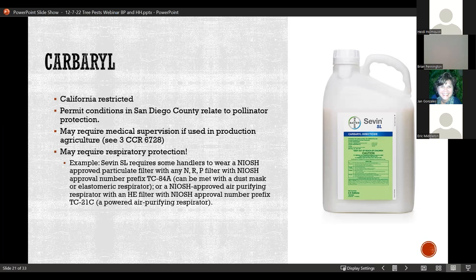And if you're using a warning or a danger product that contains carbaryl in a production ag setting, like in an orchard, you'll need a medical supervision program to monitor cholinesterase levels in handlers' blood. This is to make sure that it's not accumulating in their blood, that their cholinesterase levels aren't dropping, because that, again, affects the central nervous system. It can lead to some pretty bad effects. Some products also require respiratory protection. Like I mentioned before, those requirements are pretty nuanced, more nuanced than we have time to discuss today. Reach out to your local ag commissioner for more information on respiratory protection and medical supervision if this applies to you. And with that, that's all the boring stuff out of the way.